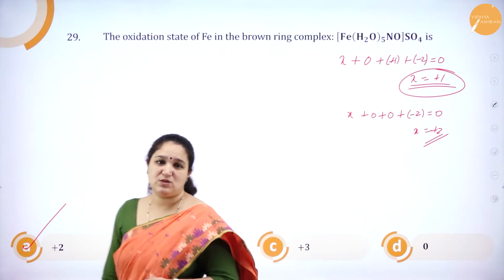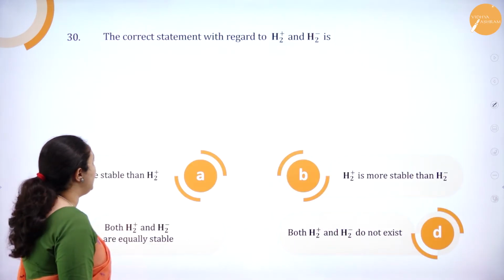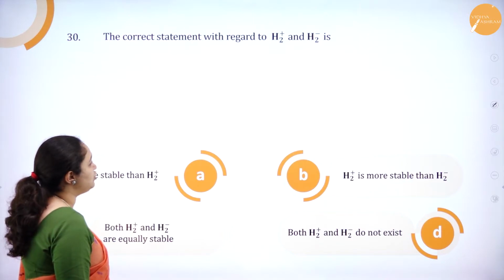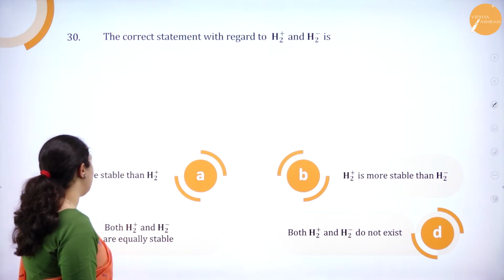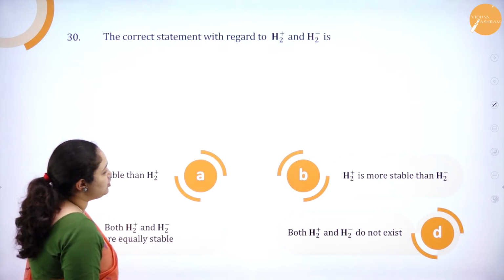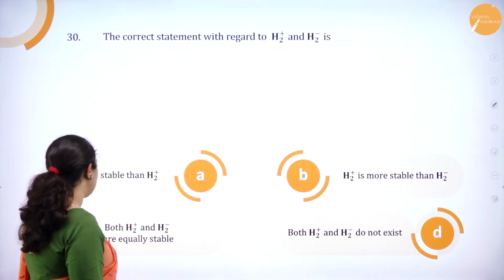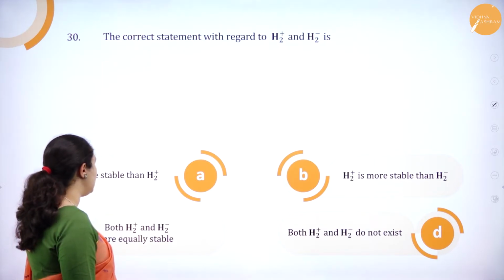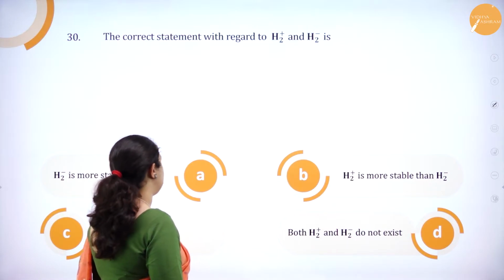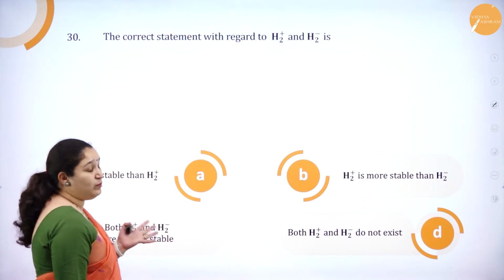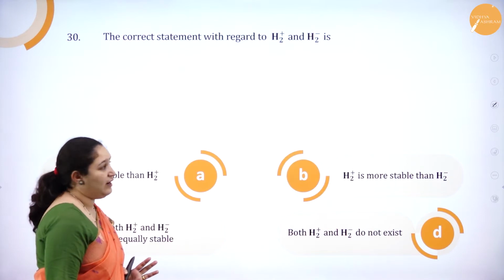Okay, next question. The correct statement with regard to H2+ and H2- is: H2- is more stable than H2+; H2+ is more stable than H2-; both H2+ and H2- are equally stable; both H2+ and H2- do not exist. So we have to find which is more stable than the other.